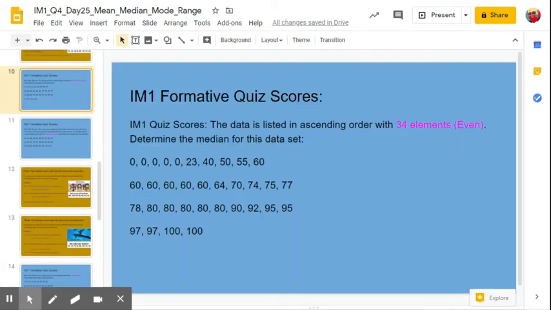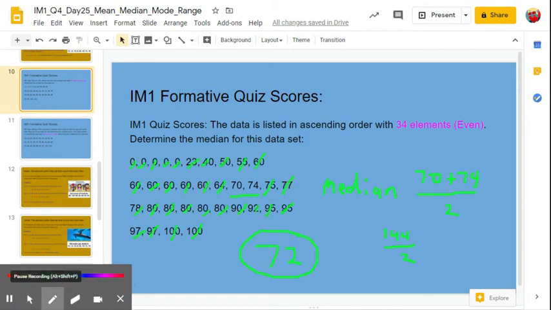All right, here's our first data set. I have it written in ascending order for you, so it's nice and pretty. I want you to figure out what is the median of the data set. And this is the first one we did where we include the 5 students that did not take the quiz yet. They're zeros. We include that in our data set. So what is the median?